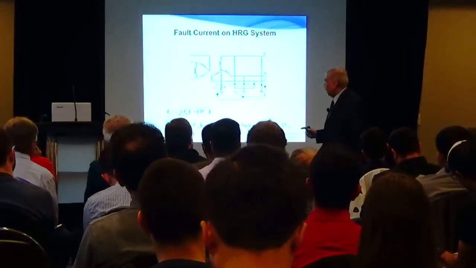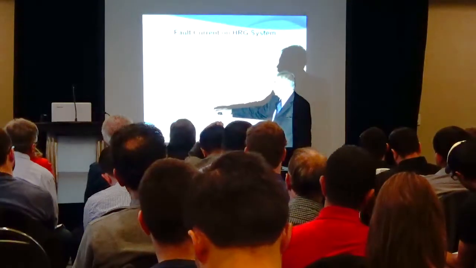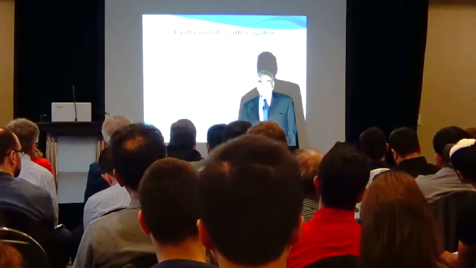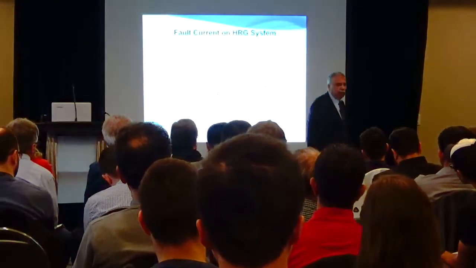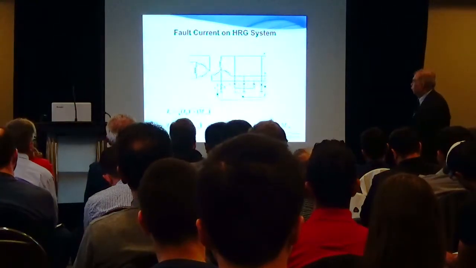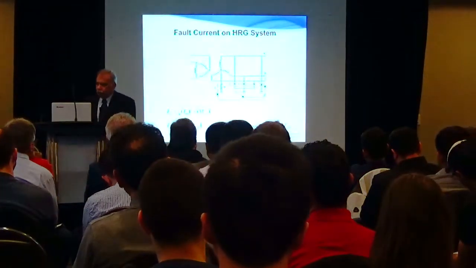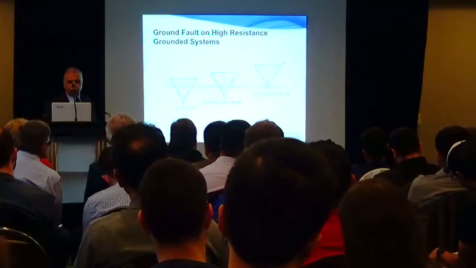So if I have 5 amperes and 5 amperes, 25 plus 25, 50, square root of 50, I will have 7 amperes of net ground current. So this is how the resistance grounding works. So we have to always consider that there's going to be capacitive charging current added to the resistive current.